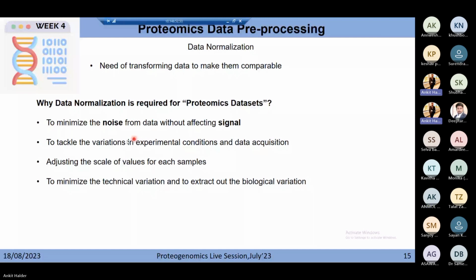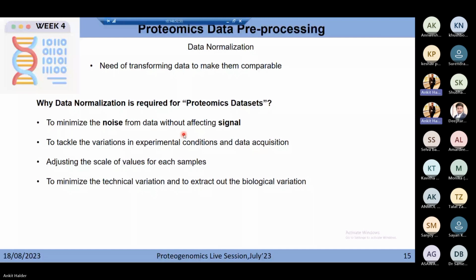So this is done to tackle or minimize the variations in the experimental conditions and the data acquisition. As I told you, there are different steps and different processes, so we need to understand that variations can be introduced in each step, and we need to minimize those. This is how we can adjust the scale of values. We also need to adjust the scale because we are trying to compare.